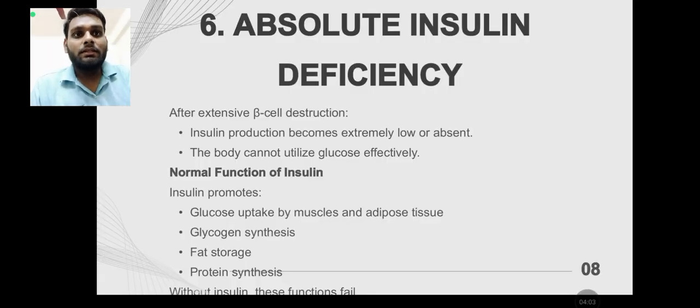The sixth is absolute insulin deficiency. After the extensive beta cell destruction, insulin production becomes extremely low or absent. The body cannot utilize glucose effectively. The normal function of insulin, as we know: insulin promotes glucose uptake by muscles and adipose tissues, glycogen synthesis, fat storage, and protein synthesis. Without insulin, these functions fail.